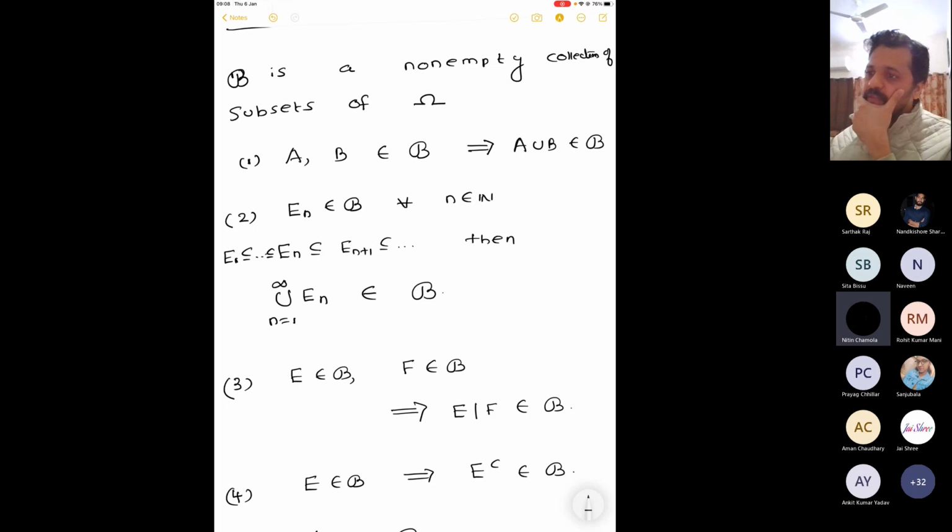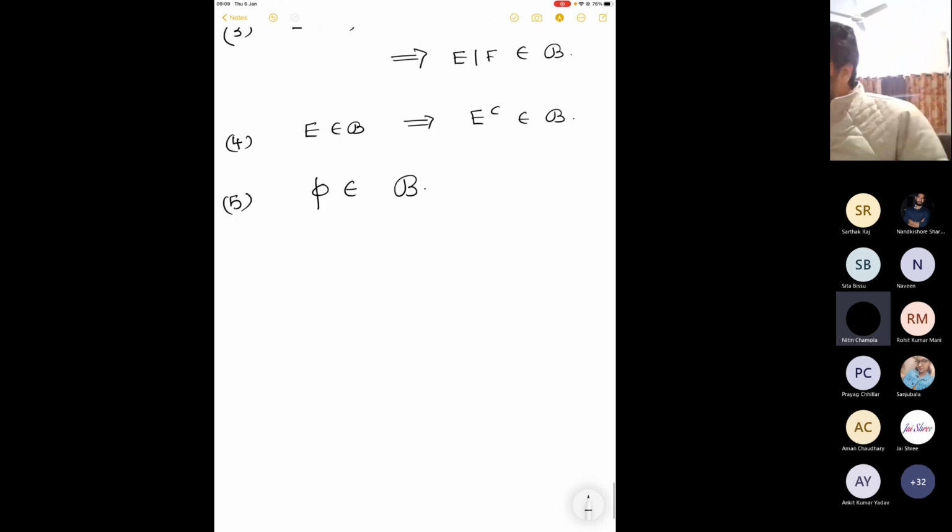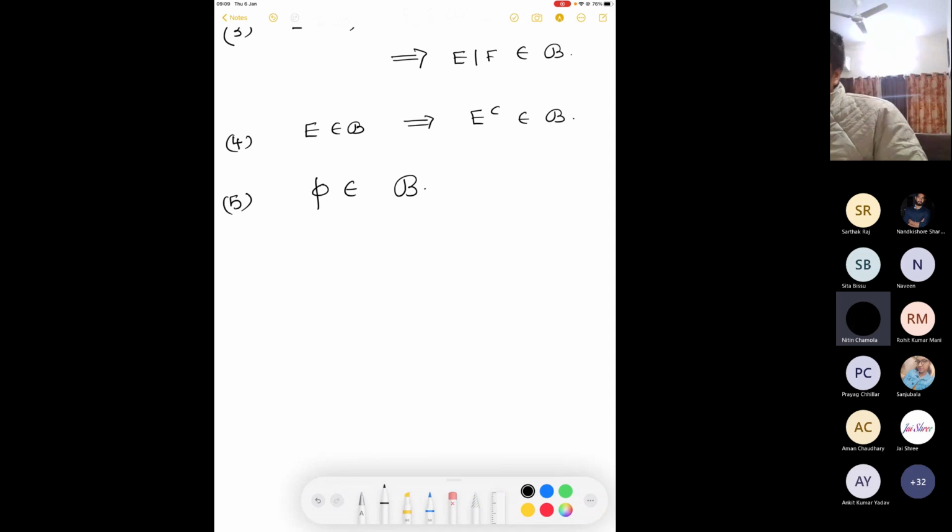Yes, sir. So it suggests that we can take B to be rich enough to include, or self-contained with respect to, standard set operations: union, intersection, complementation, and so on. When I say standard set operations, I mean a countable number of times. Again, I am putting it in a loose manner. Shortly, I will make it precise.